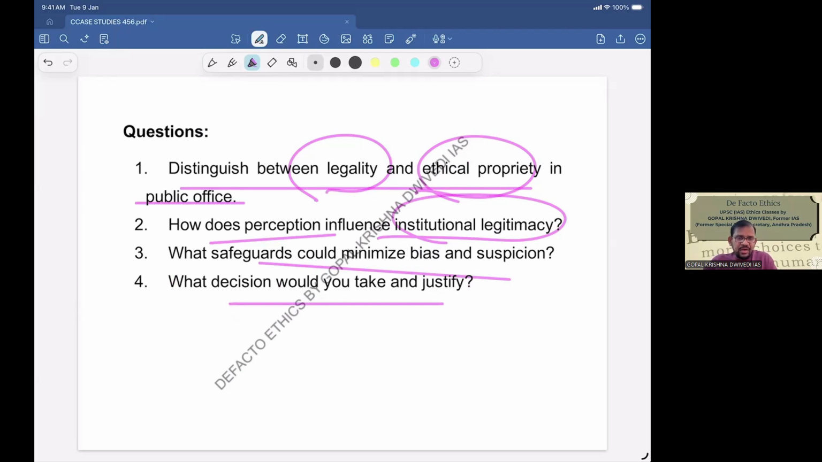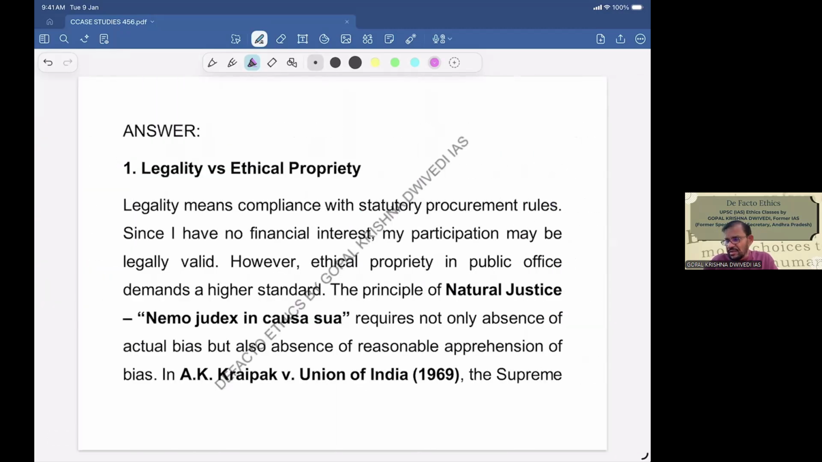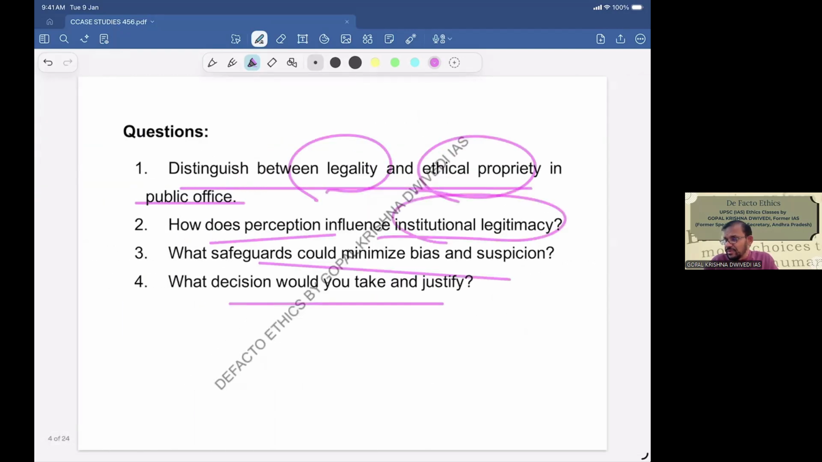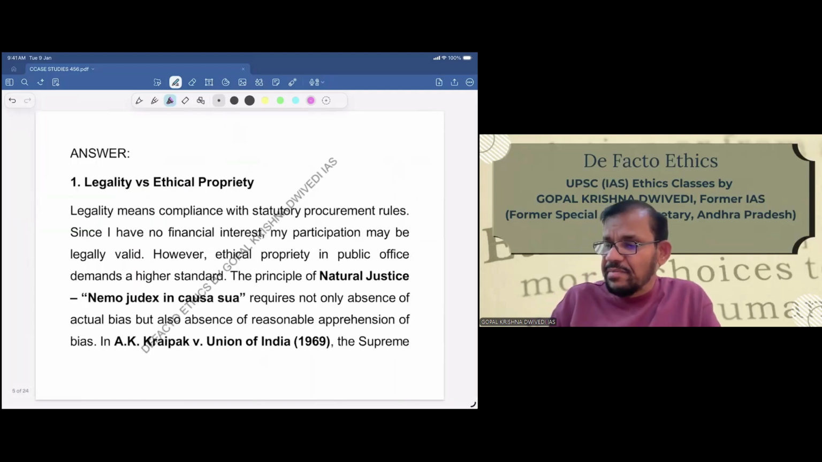Now let us see what answers I have proposed, the model answers. Let us go through that. The first question was to distinguish between legality and ethical propriety in public office. Let us answer that. Legality means compliance with statutory procurement rules. Since I have no financial interest, my participation may be legally valid.